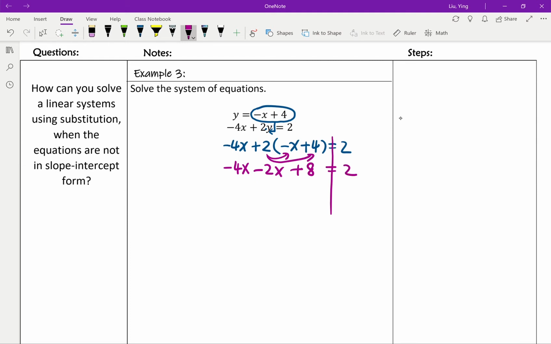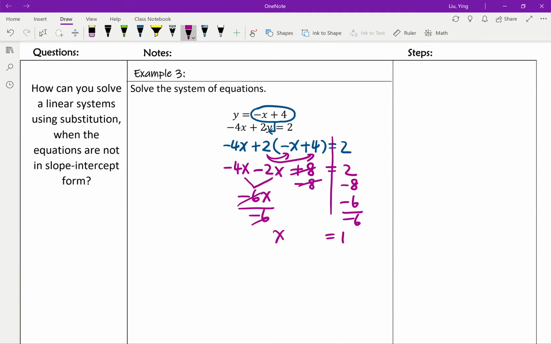Then we can combine these two x's, they're like terms, so negative 6x, and then we can subtract 8 on both sides so that we can separate the x and the constants on different sides of the equation. So 2 minus 8 is negative 6. Then we divide by negative 6 and we get x equals 1.